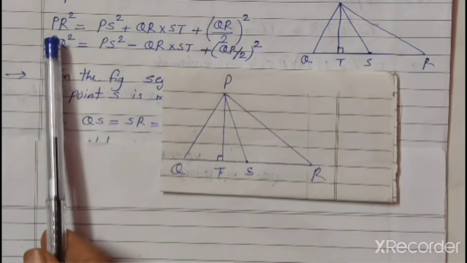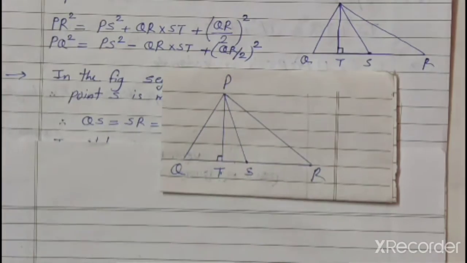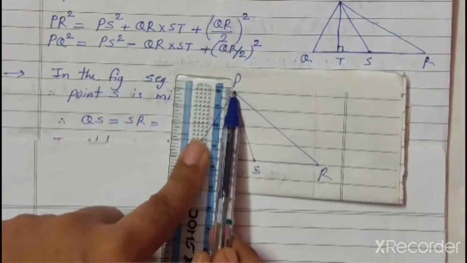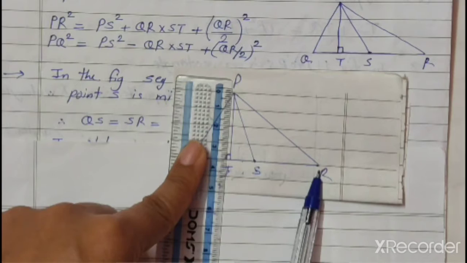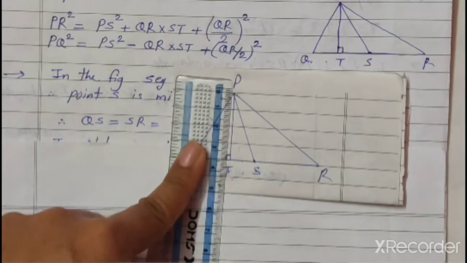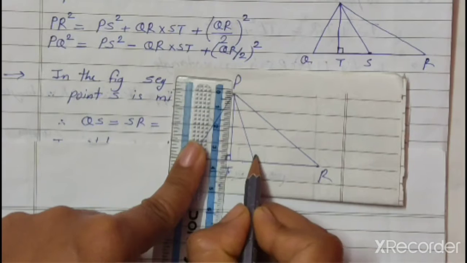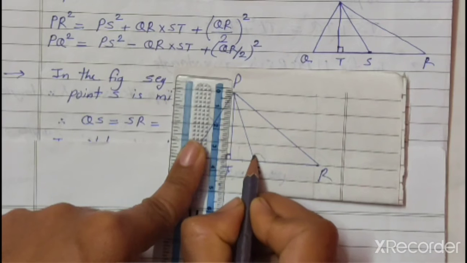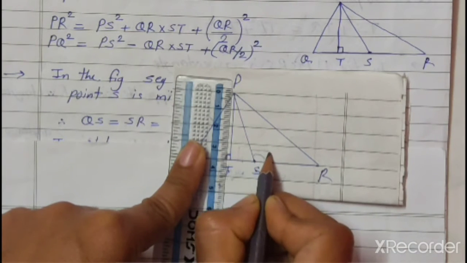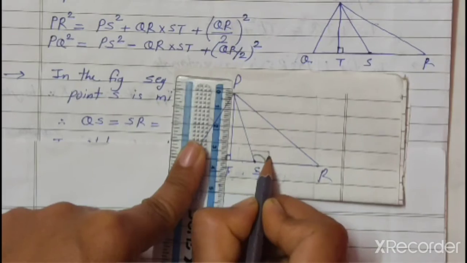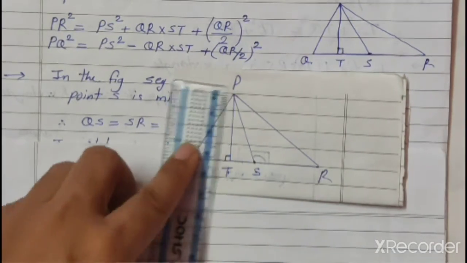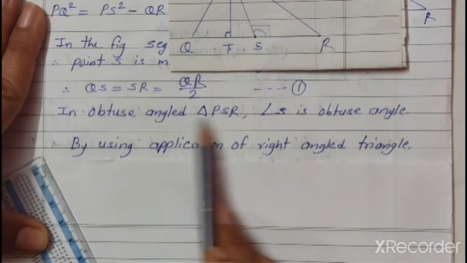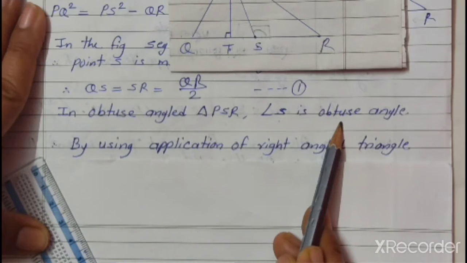Now let's move to our first proof. PR square. If you find this PR in this triangle, PR is a segment of this obtuse angle triangle PSR. So in this obtuse angle triangle PSR, angle PSR is an obtuse angle, and by using application of Pythagoras theorem, here is the first step. In this obtuse triangle, angle S is an obtuse angle.